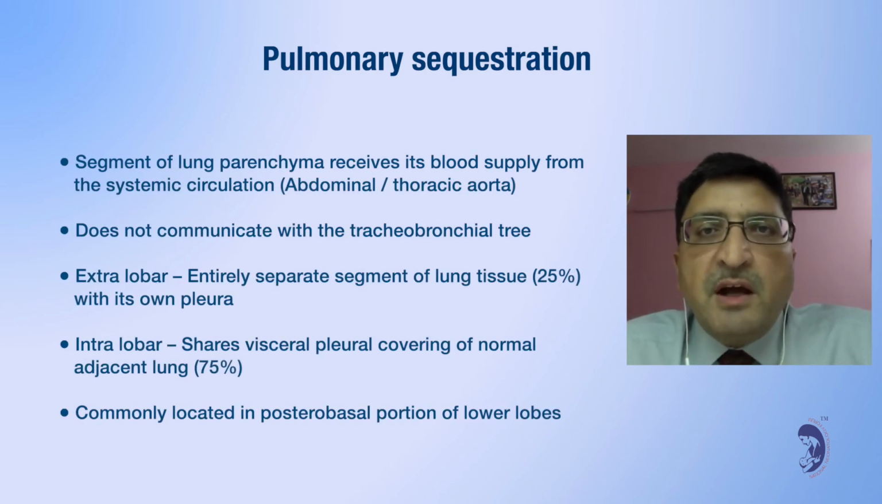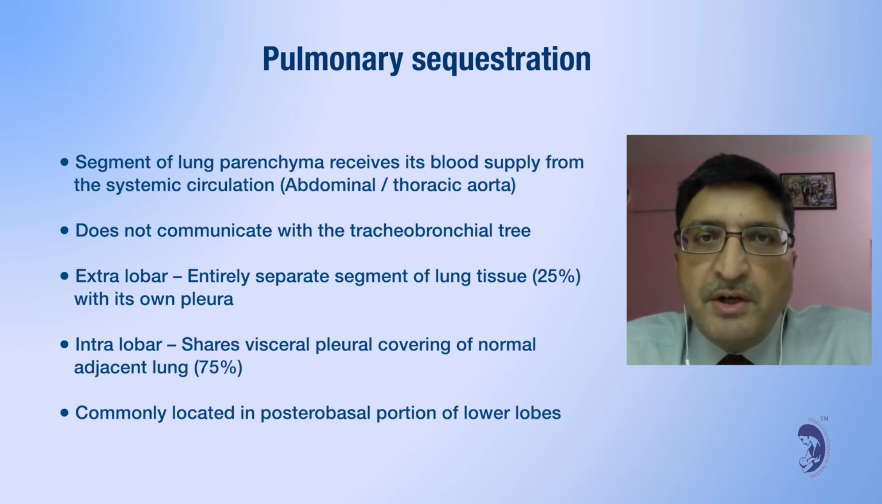Here, a segment of the lung parenchyma receives its blood supply from the systemic circulation, which could be the abdominal or the thoracic aorta. This segment of lung parenchyma does not communicate with the tracheobronchial tree. It may be of two types, extralobar or intralobar.